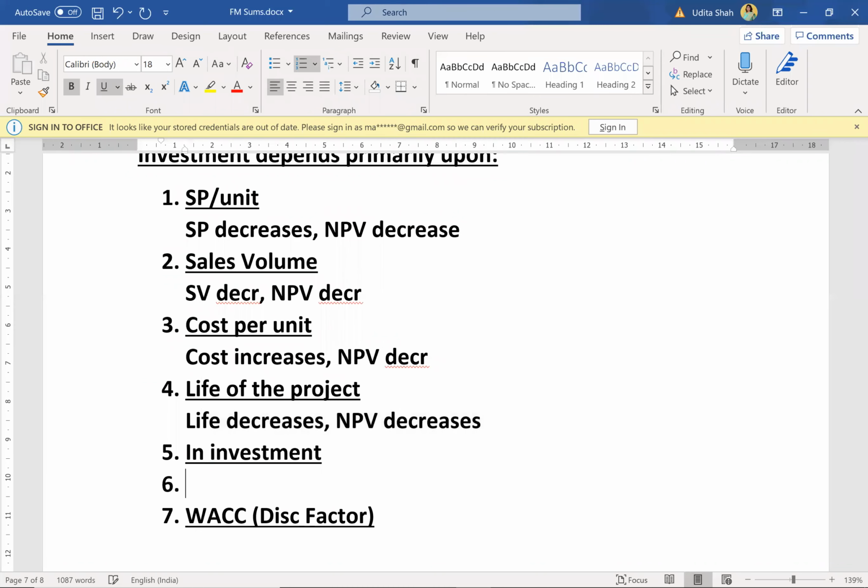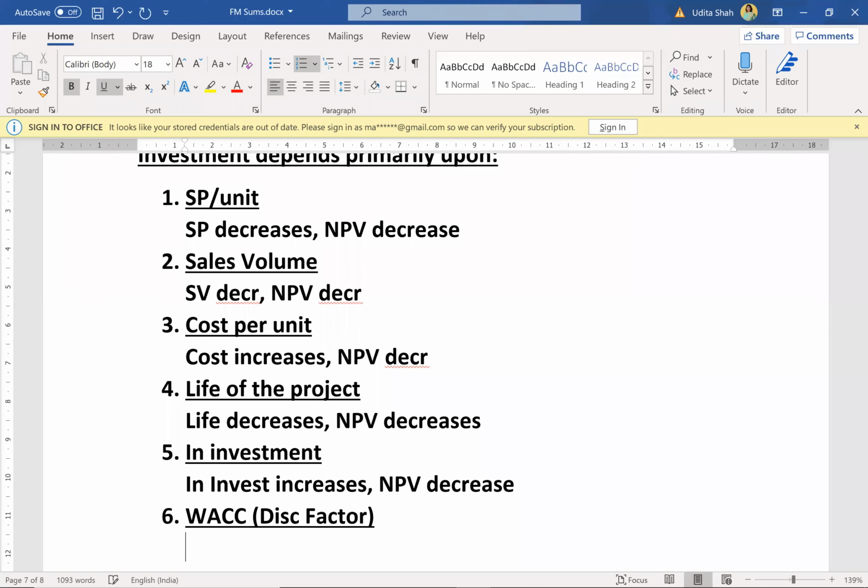Okay. Next, initial investment. If initial investment increases, what happens to the NPV? If initial investment increases means cost increases. If cost increases, NPV will start to decrease. Okay. So again, management wants to find out till what percentage we can afford the investment to increase. After a certain point, if investment increases, NPV becomes zero and I cannot accept the project.